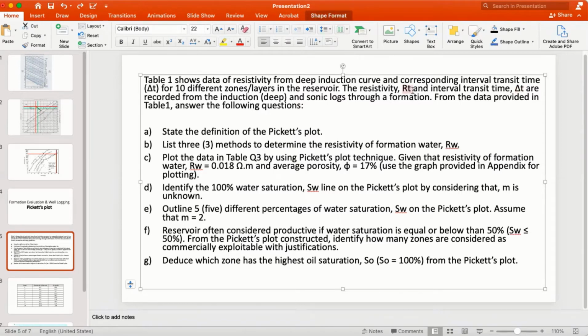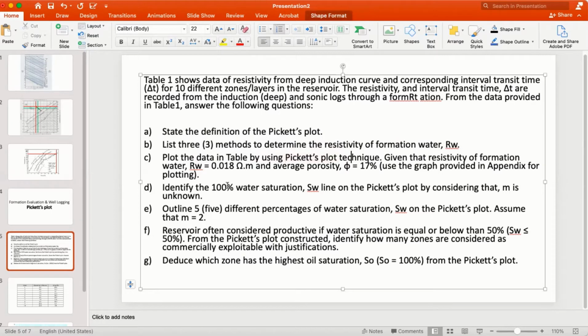versus the resistivity, okay? I don't cover questions A and B here because you can find those on Google. It's very simple; you just find it and you know the answer. So what this video focuses on is plotting the graph, straight to the point. We need to plot a graph like this using the Pickett plot technique.